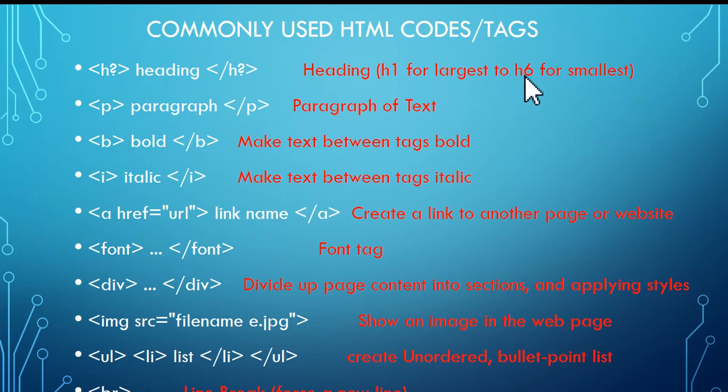If you have given H1, that is the biggest heading size. Then H2, little bit smaller than first heading. Till H6, you can give. H6 is the smallest heading size. Next HTML tag is P. This is for inserting a paragraph or typing a paragraph of text in your web page.